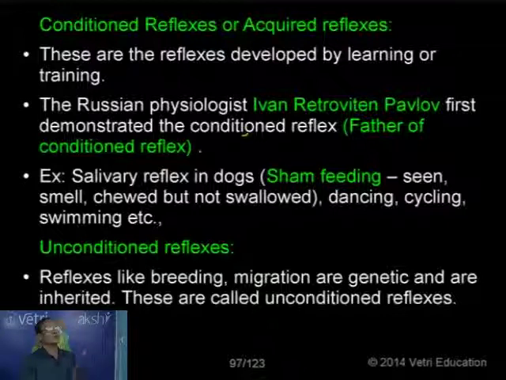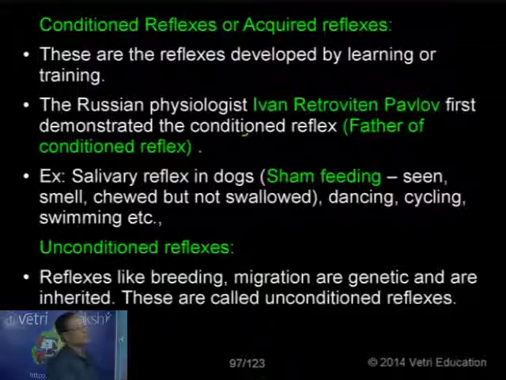The conditioned reflex in dogs was first demonstrated by Ivan Petrovich Pavlov, a Russian physiologist. He demonstrated the conditioned reflex, hence he is called the father of conditioned reflex. He demonstrated the salivary reflex in dogs to show that conditioned reflexes develop in an animal because of a learning or training process. And the best example we have is the salivary reflex in dogs.